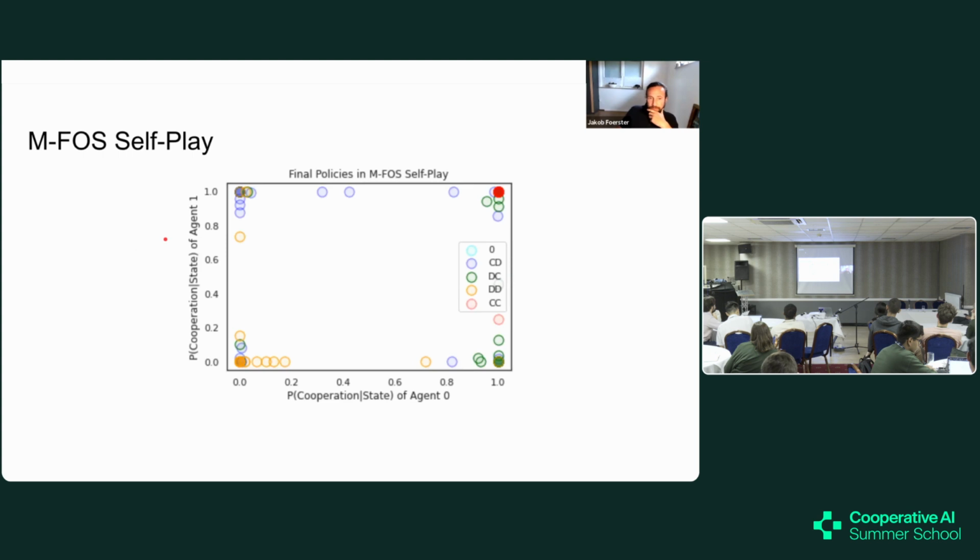And here's the meta-self-play. We haven't actually properly gone in to analyze it, but it's some type of tit-for-tat-like strategy with a bit of noise. And obviously, if you think about it, it's a meta-policy. So we really should be analyzing mappings from past policies to next policies.